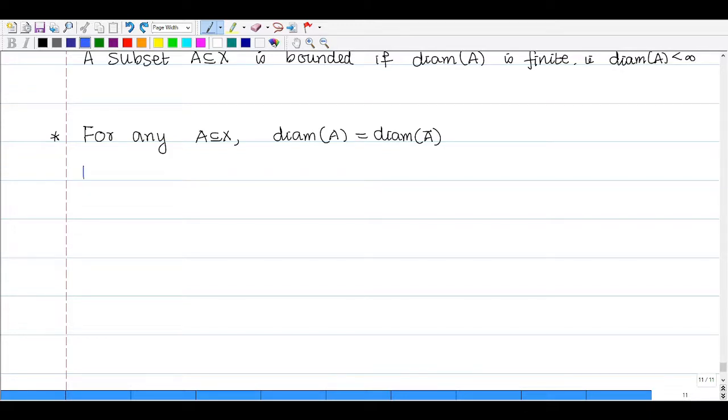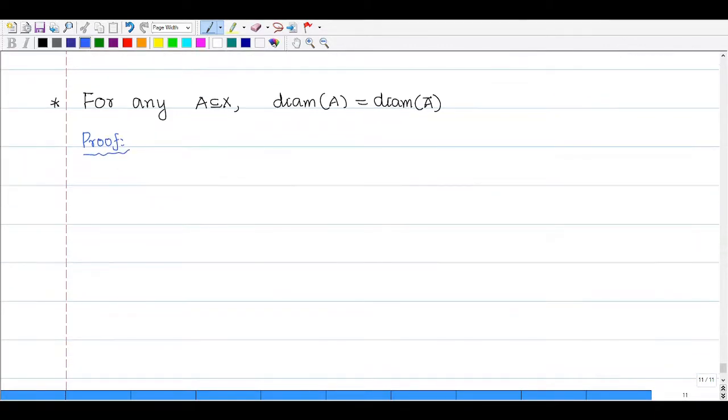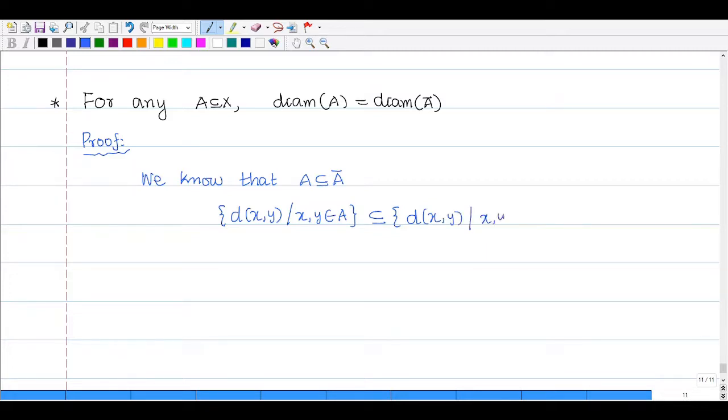Proof. எப்படின்னா, ஒரு வே ரொம்ப சிம்பிள். ஏன் அப்படின்னா, we know that A is always be a subset of A closure. அப்ப நான் என்ன பண்ண போறேன் அப்படின்னா, இதுல இருந்து என்ன தெரியுதுன்னா, you collect all those distance between x comma y such that x comma y belongs to capital A, and this is a subset of all distance between x comma y such that x comma y belongs to A closure. கரெக்ட் தானே? ஏன் அப்படின்னா, இது A is a subset of, இதுல எந்த ரெண்டு எலிமெண்ட் எடுத்தாலும் அந்த ரெண்டு எலிமெண்ட்டும் A closureலயும் இருக்கும். So we will have this fellow.